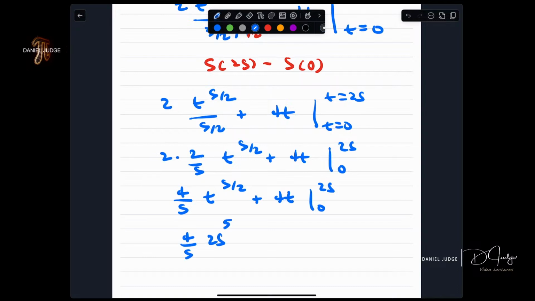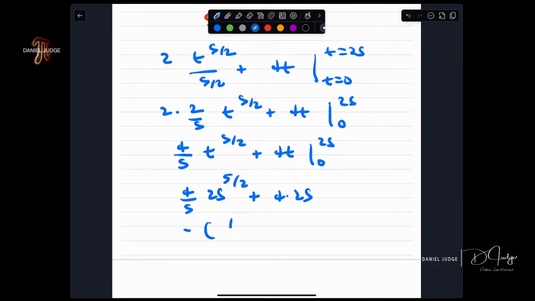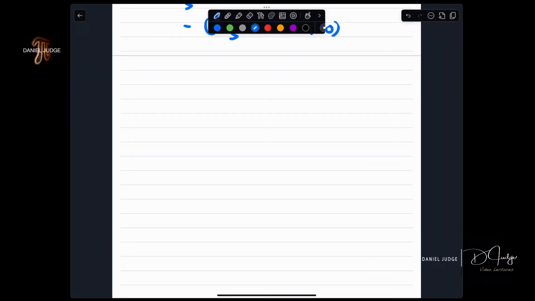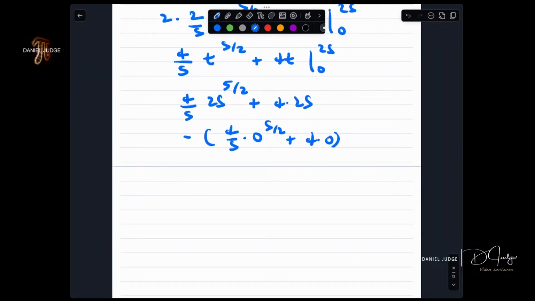25 to the 5/2 power plus 4 times 25, minus 4/5 times 0 to the 5/2 power plus 4 times 0. So we need extra paper. Add a page. This portion is 0. Okay. So you get 4/5. Now, this is where students may remember, well, what is this?